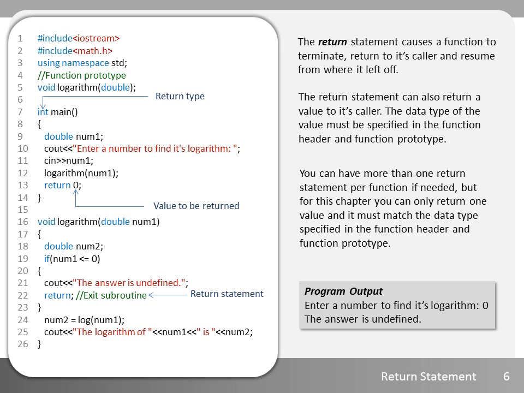If the value that was passed as an argument to logarithm were larger than 0, then the program would continue on line 24. Here we have the function log receiving num1 as an argument. The math functions such as these contain their definitions inside the math library.